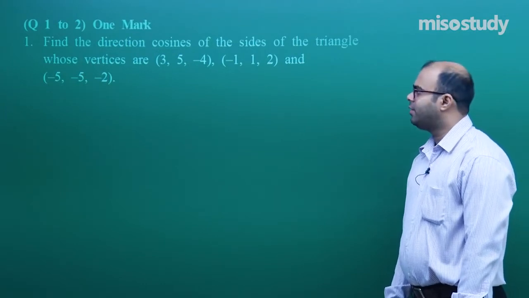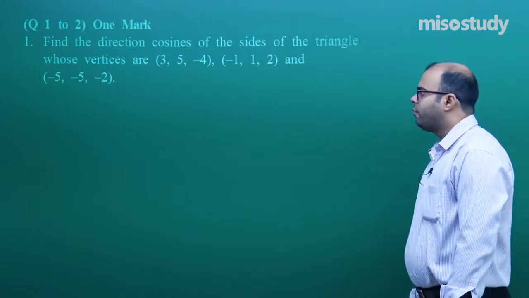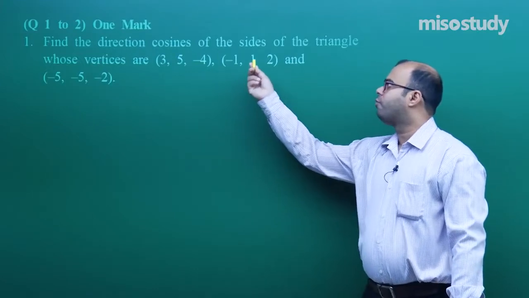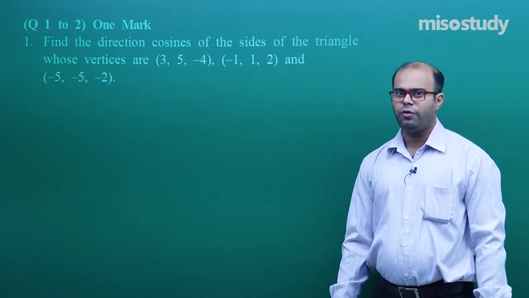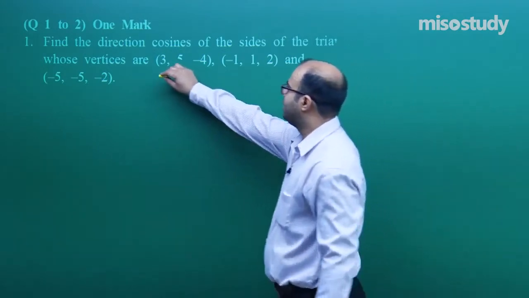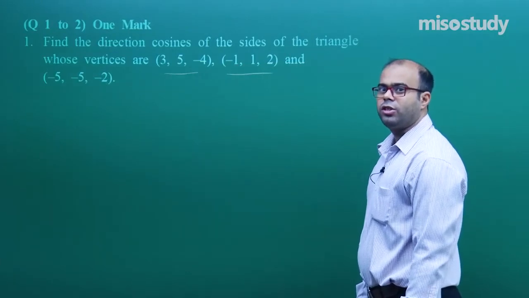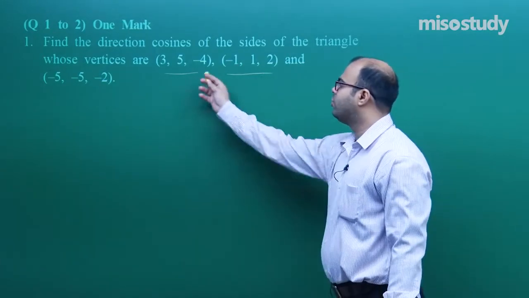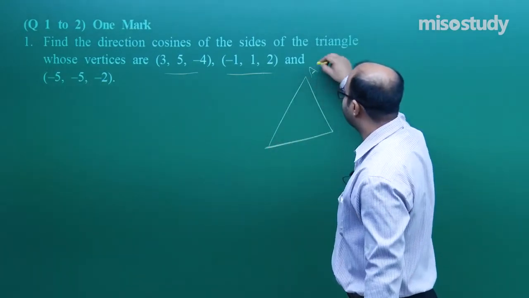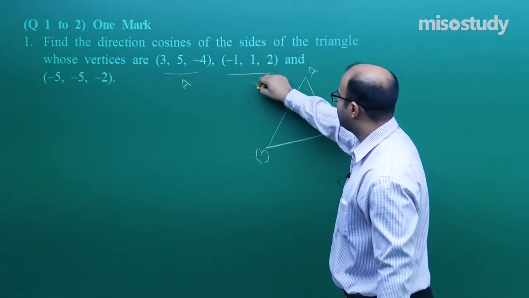If the vertices are given and we have to find the direction cosines of the sides, how will we proceed? We know that when we subtract the position vector of one vertex from the position vector of another vertex, we will get one of the sides of the triangle. If we subtract this one from this one, we will get a vector along the line joining these two vertices. So, this is a triangle, and this is vertex A and this is vertex B.